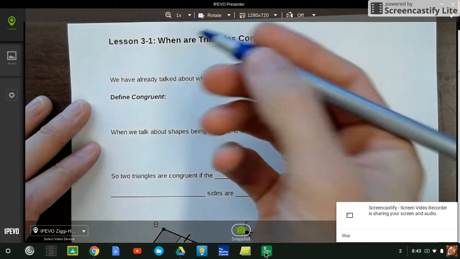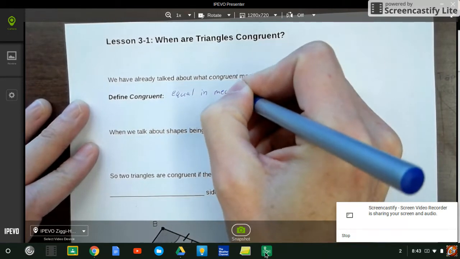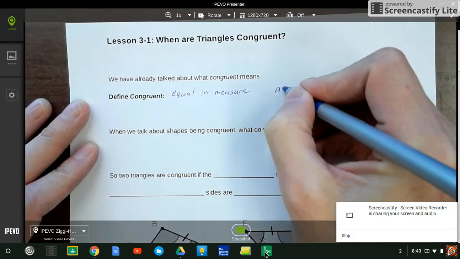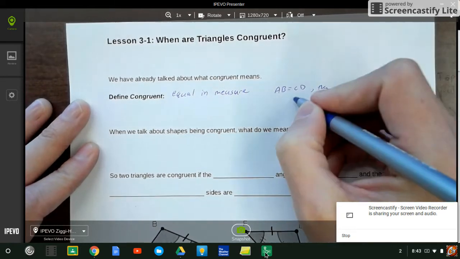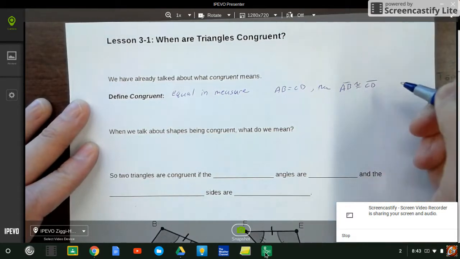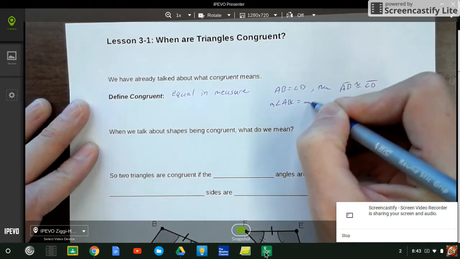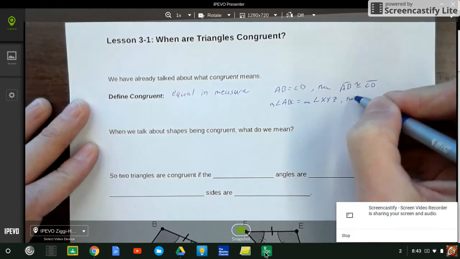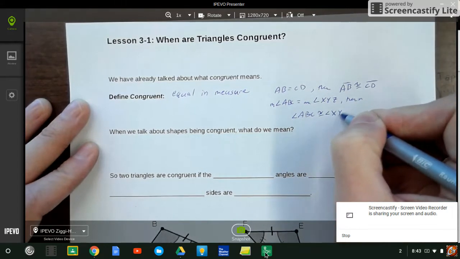So hopefully you defined congruent to be equal in measure. Okay, and when we dealt with segments, that meant that if AB equals CD, then we could say that segment AB was congruent to segment CD. And we did that with angles too. If the measure of angle ABC equals the measure of an angle, call it XYZ, then we could say that angle ABC was congruent to angle XYZ.